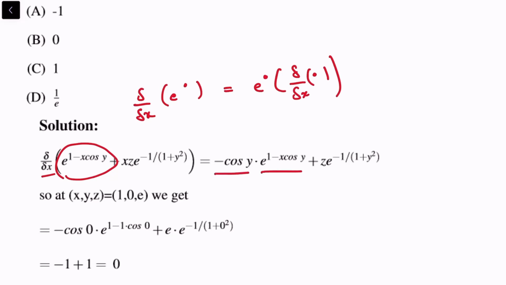This is e power something, and this is e power something, and this is the derivative with respect to x. Note that cos y remains because it is multiplied with x, and we are treating y as a constant, and 1 disappears of course because it's a constant.